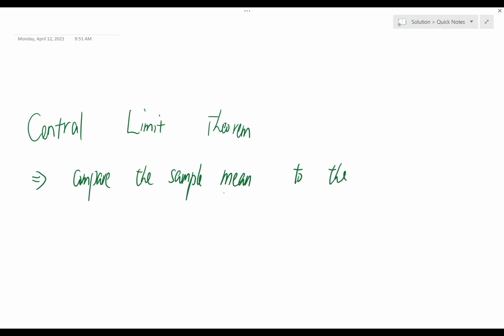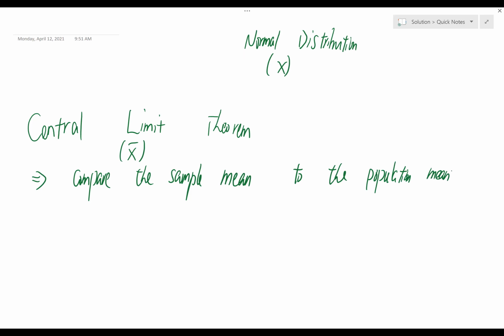So the central limit theorem does not focus on each individual data value, right? It doesn't focus on X, right? So for the regular normal distribution, you focus on X. X is the main subject. But for the central limit theorem, we focus on X bar, meaning you focus on the sample mean. You have a sample, you pick a sample, and you try to compare the sample mean to the population mean and find out the relative standing. So this is the main aspect of the central limit theorem.